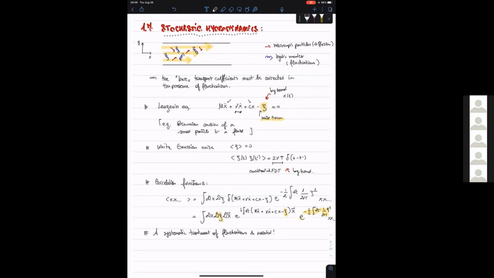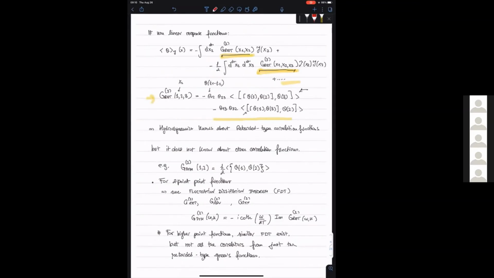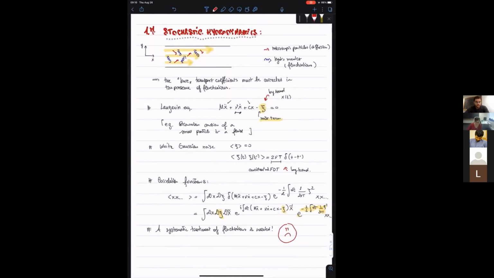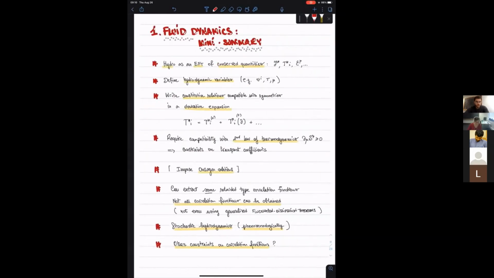Okay, so I hope I convinced you that there are a couple of drawbacks of this formulation of hydrodynamics that I presented. So one is the inability to incorporate systematically stochastic fluctuations. And the other one was this point where hydrodynamics is not incorporating all the correlation functions.